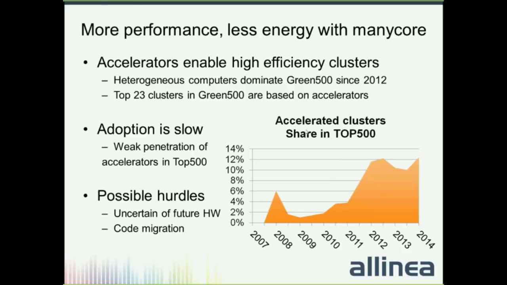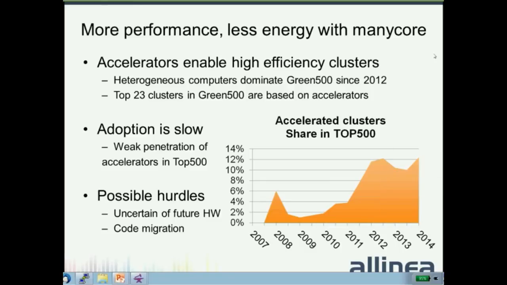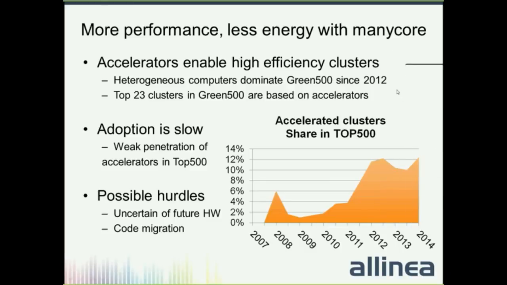Now, what is interesting is looking at the Green 500, where accelerated systems are first, but when we look at the Top 500, which is the list of the most powerful HPC systems in the world, what we can see is that the adoption is not so great. Only 10% of the machines in the Top 500 are using accelerators at the moment. So this means that the penetration of these accelerators in HPC systems for everyday use is actually quite low. So why is it so slow to take off?